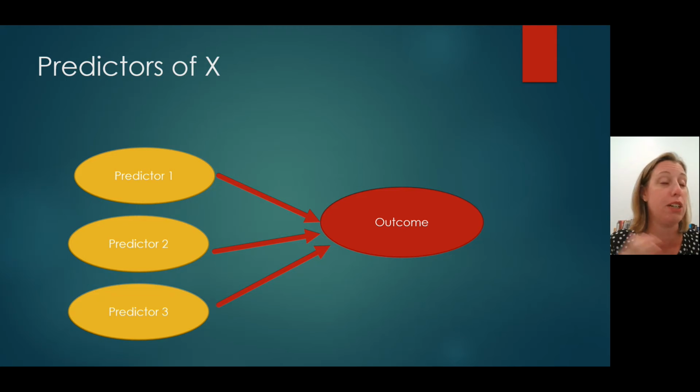So maybe I'm interested in ADHD. I might say, okay, I want to look at the factors that predict ADHD. I'm going to look at the role of genetics in ADHD. I'm going to look at the role of diet in the development of ADHD, and I'm going to look at the school environment and how that influences ADHD.